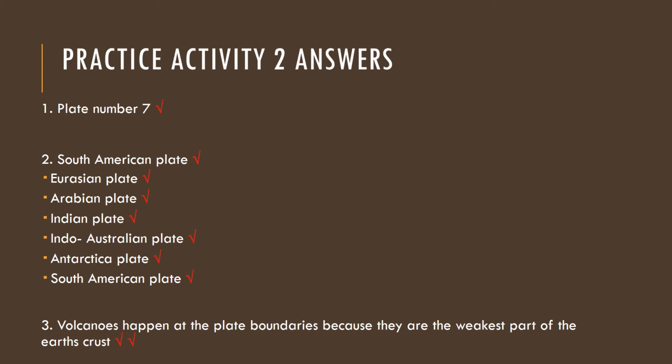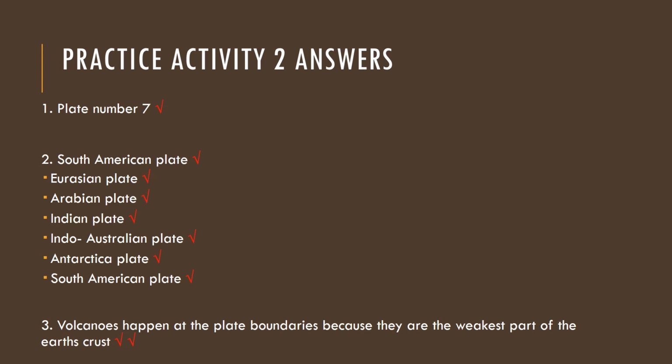Answers for practice activity 2. Number 1, the correct answer is plate number 7, and that is the African plate. Number 2, if you have written all of the plates that I will read shortly, you give yourself 1 mark for each plate. South American plate, Eurasian plate, Arabian plate, Indian plate, Indo-Australian plate, Antarctica plate, South American plate. 1 mark for each. In total, that should be 7 marks for number 2.